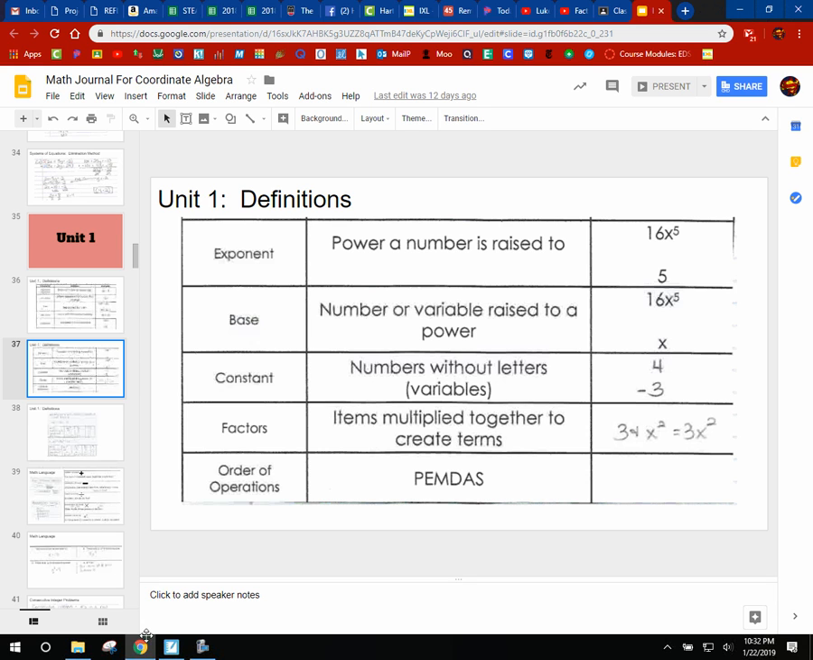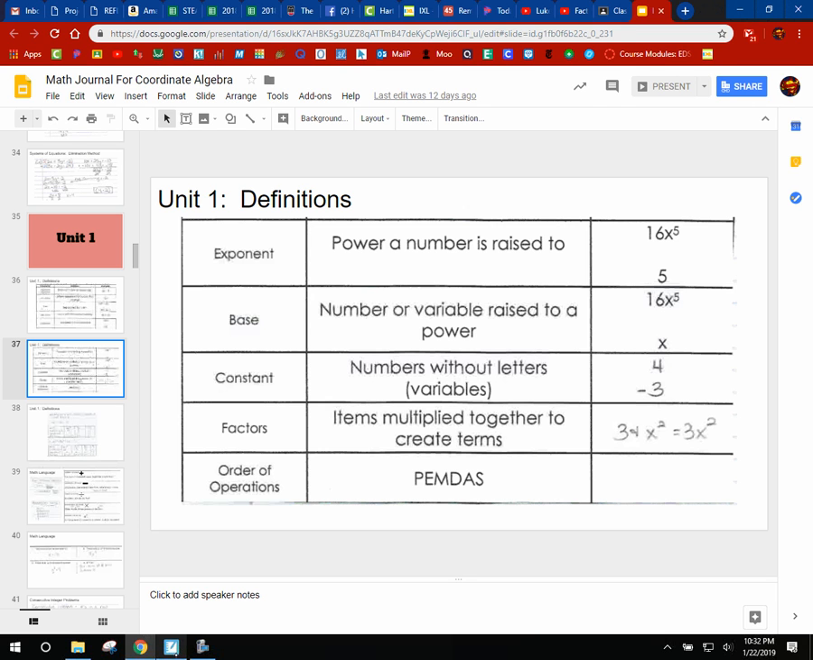Constant would be numbers without letters. Or variables, because that's what we're going to start using, not letters. We're going to call them variables. So for -3, those would be constants. There's no variable, no a, b, x, y, nothing. It's just the numbers. Factors are going to be items multiplied together to create terms. So if you had 3 and x squared, and you're multiplying it, well, you would get 3x squared. In order of operations, well, that's PEMDAS. You've already heard all the acronyms under the sun, and I got the posters in the room to prove it.